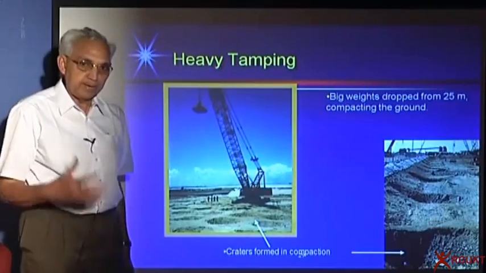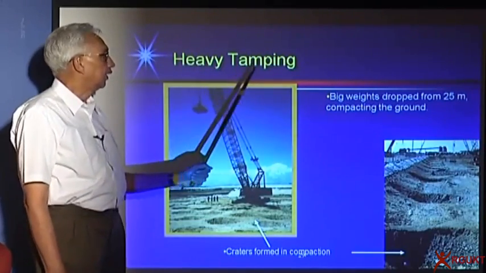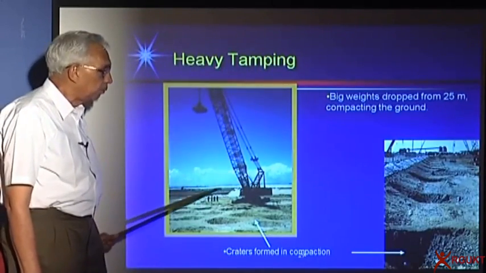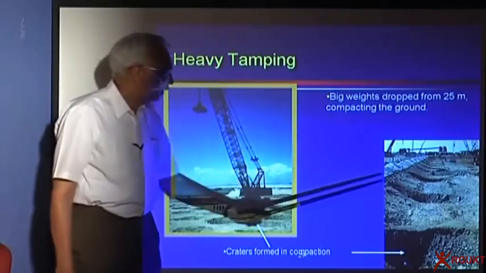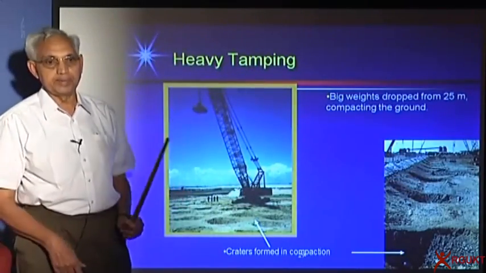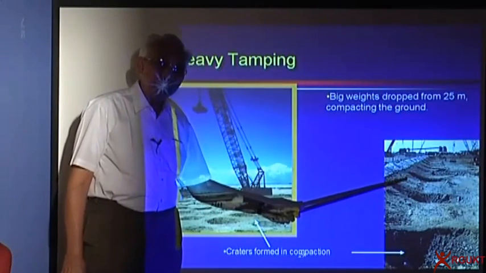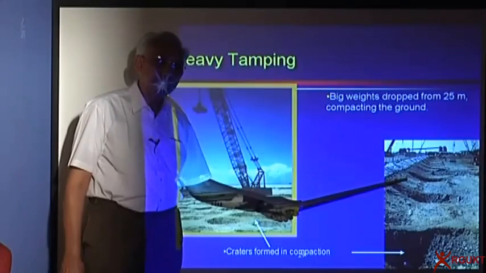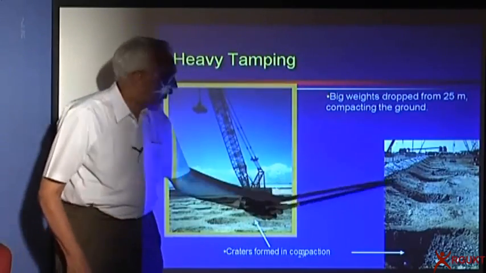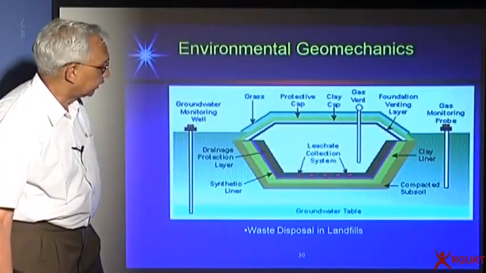And if I can't do it by means of a simple roller, what we use is what's called heavy tamping. I take a heavy weight, drop it, and then compact the soil. As you can see, these craters are where the soil got compacted. This is one of the classic examples where NTPC built their big thermal project at Kayamkulam in Kerala on loose soil. They compacted by means of heavy tamping. This is another form of densification.